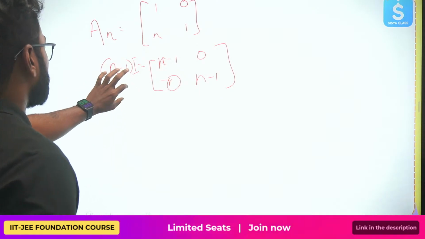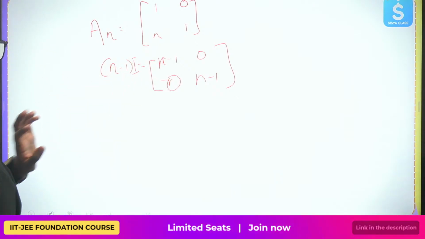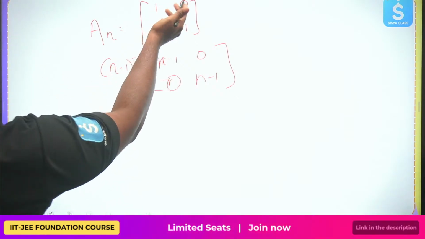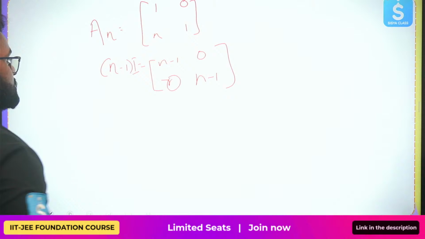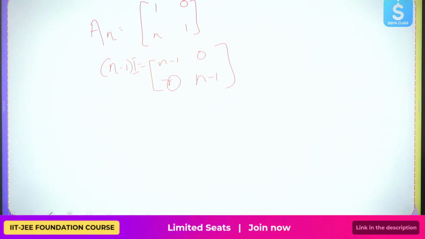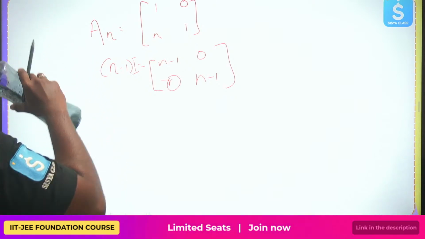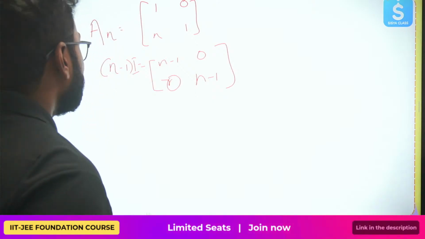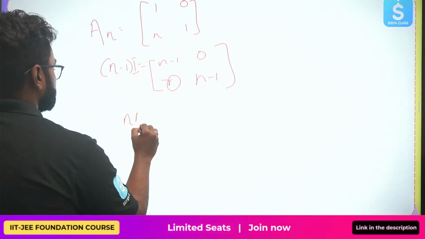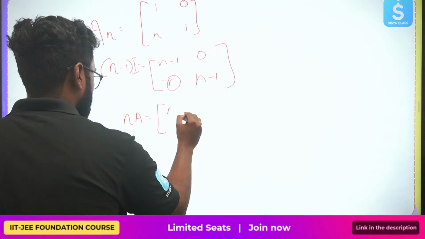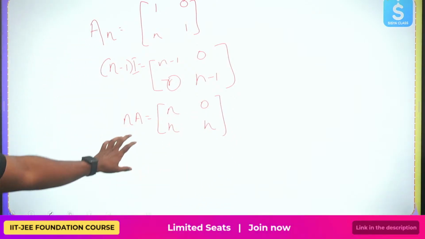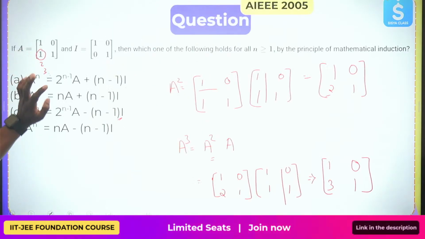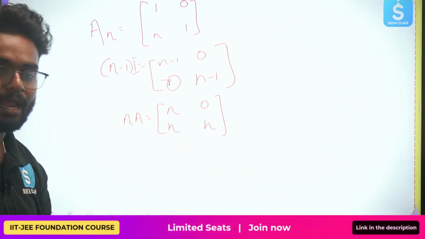This is for n minus 1 into I. N minus 1 into I will be the matrix n minus 1, 0, 0, n minus 1. Now I'll take nA. If I take nA, that will be n, 0, n and n, because in the A matrix I have 1, 1, 1, so those will be replaced with n, n and n.